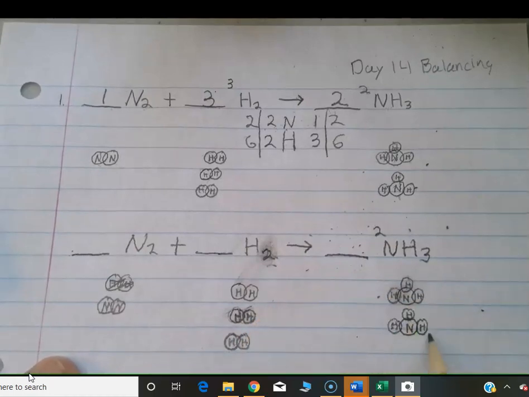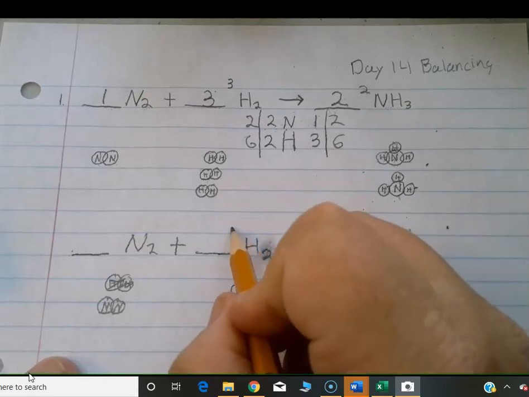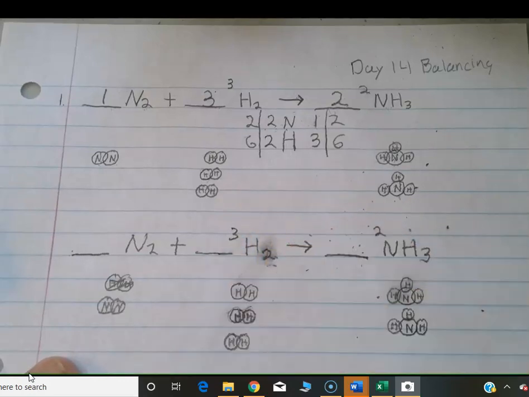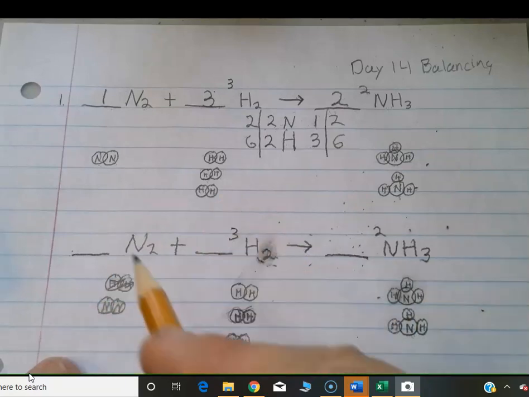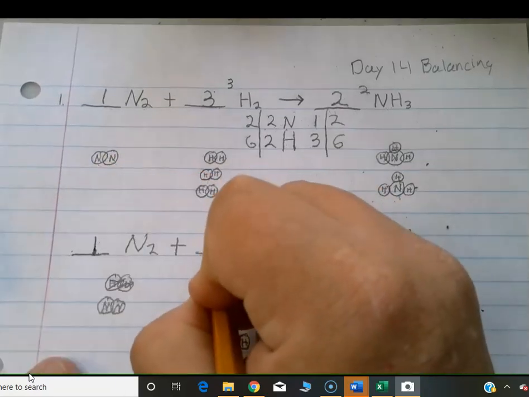So now I have 6 hydrogens, 6 hydrogens. That means I had to multiply this one by 3. And my nitrogens are now in balance. It just so happens, without even trying, I ended up with 2 nitrogens, 2 nitrogens. So again, I end up with the same balance.